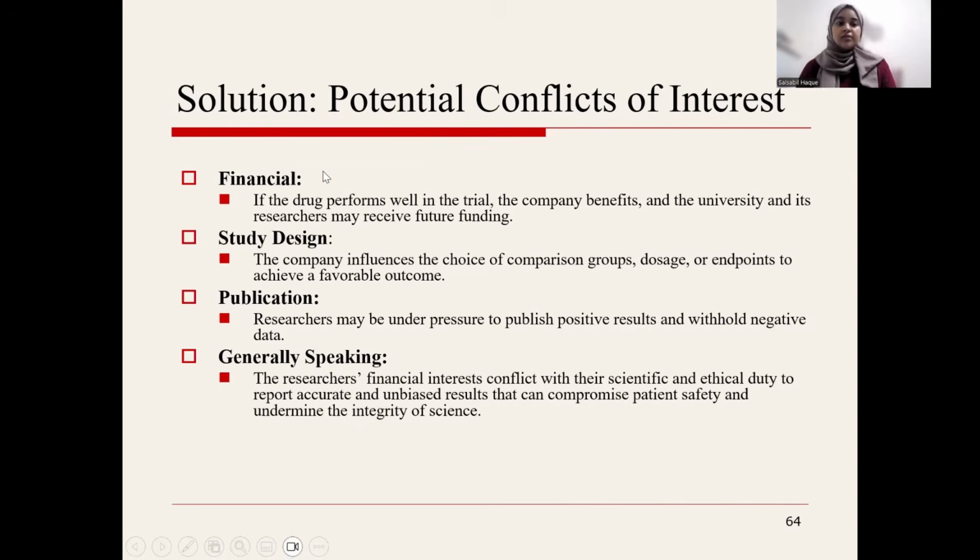So those can be a conflict of interest. So also if the company influences my study design that I choose of comparison groups, so let's say they'd say choose a certain comparison group that makes it more obvious that the drug works or something like that to manipulate how the study works. Okay, publication bias, as we mentioned, that can be a conflict of interest because some research might only receive funding if they publish. Okay, all right.